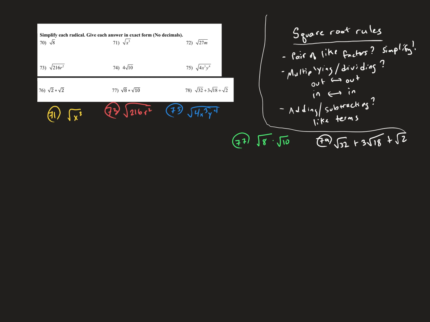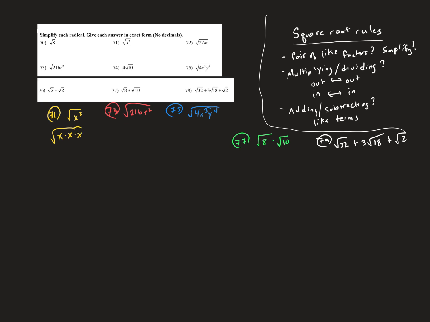I'm going to explain these things by going through a few of the examples from this section of the summer work. So let's start with number 71. We have the square root of x cubed here. So what I'm going to do is take x cubed and factor it fully. I'm going to break it down into what it multiplies. So x cubed is x times x times x.